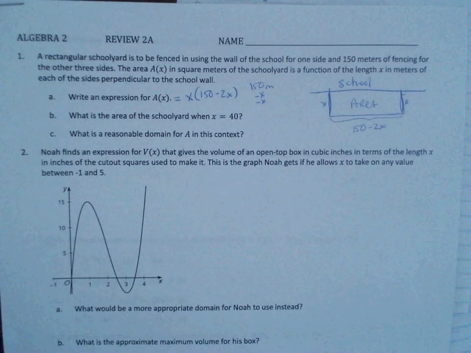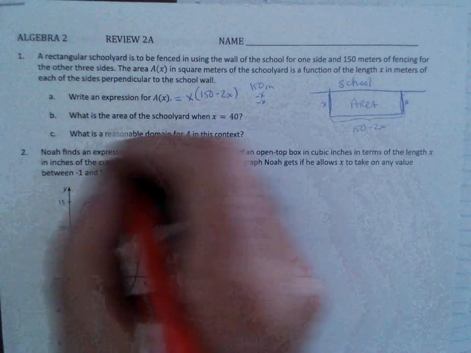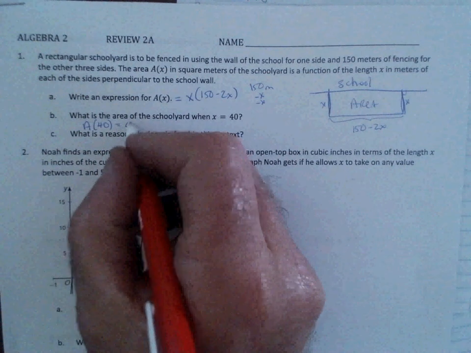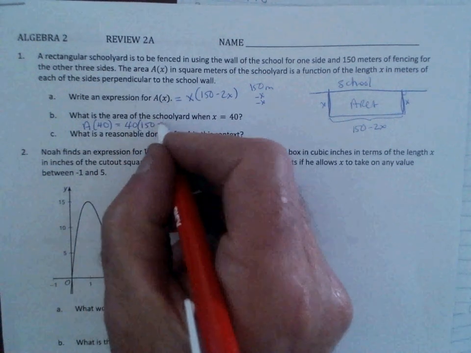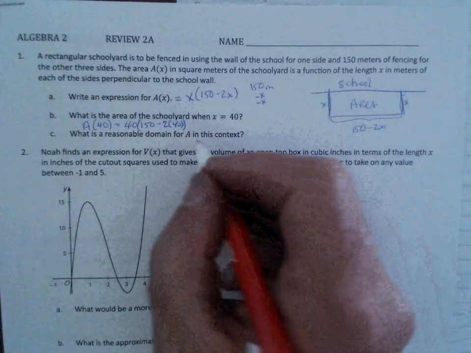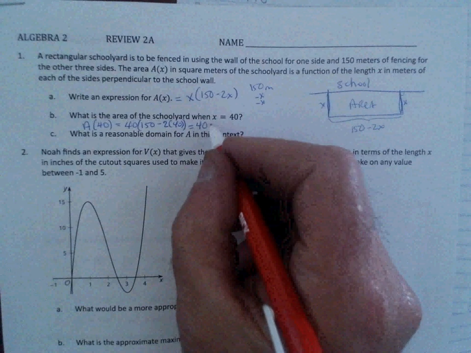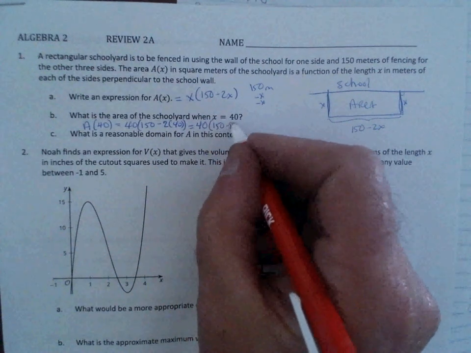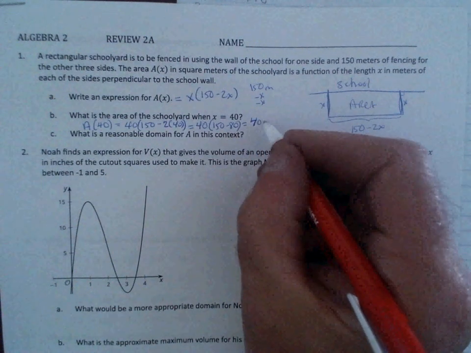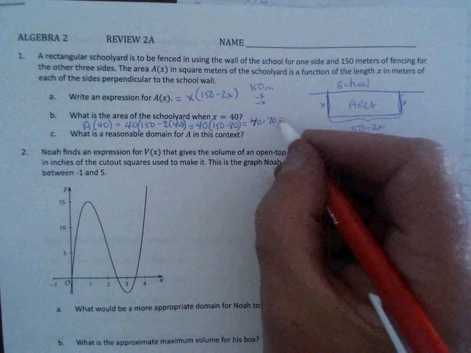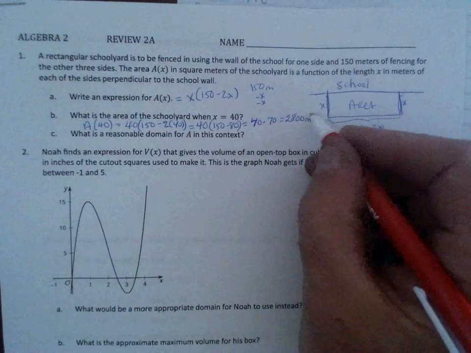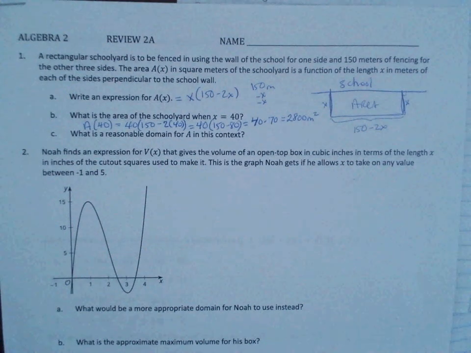And it says, what is the area of the schoolyard when X equals 40? So we're going to take this function A of X and plug in 40 for X. And that's 40 times 150 minus 2 times 40. What's 2 times 40? And so it's going to be 150 minus 80. What's 150 minus 80? That's 40 times 70. And if you punch it on your calculator, that's 2,800. And this is meters, areas in units squared, so it's meters squared.